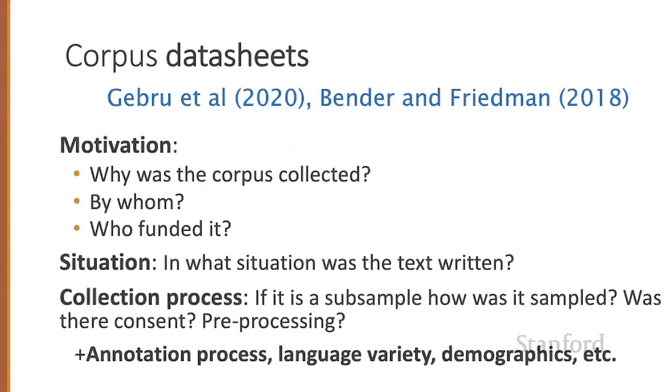Because of all this variation, it's important when you're producing a corpus and when you're looking at a corpus to look at the data sheet for that corpus. So a data sheet might talk about all the variables we just talked about and other things like the motivation for the corpus. Why was it collected? By whom? Who paid for it? Situations in which the text was written. What were the authors doing? Were they talking to somebody else? If so, who? And the collection process. Is this a subsample of the corpus? If so, how did we sample it? Did the authors of the corpus give consent? How is it pre-processed? And all sorts of other things. How is it annotated? You'll need to make sure you consider all these properties of a text. And when you build a corpus, you should be documenting these kinds of decisions in a data sheet.